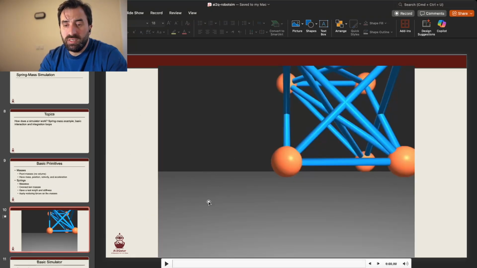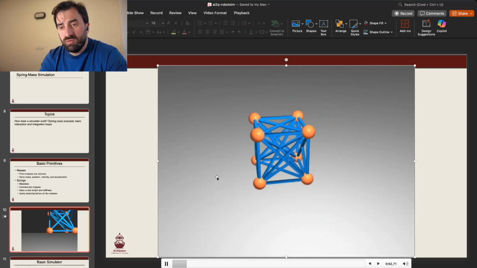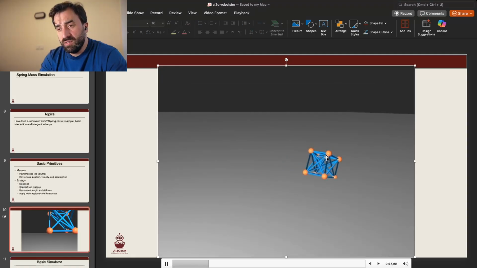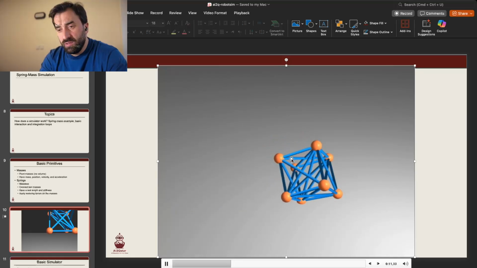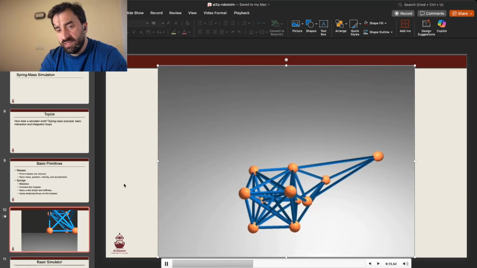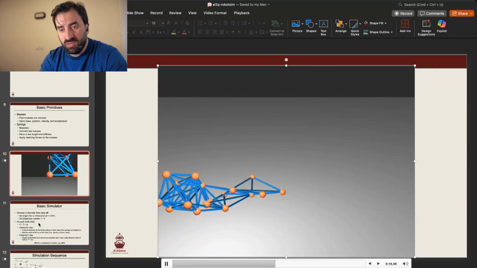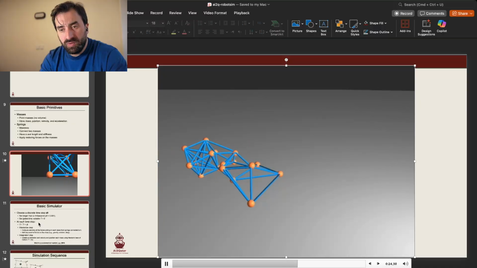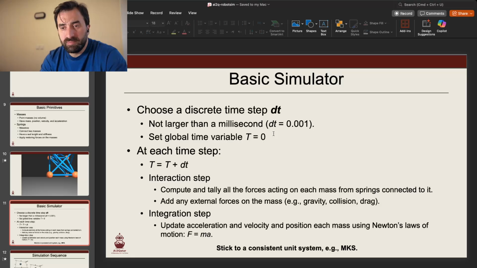This is an example of a spring mass robot. As you can see, these orange balls are the mass points, or point masses, that are connected with these blue springs that do not have a mass of their own. You can add masses and expand your object, or whatever you're simulating, as needed.